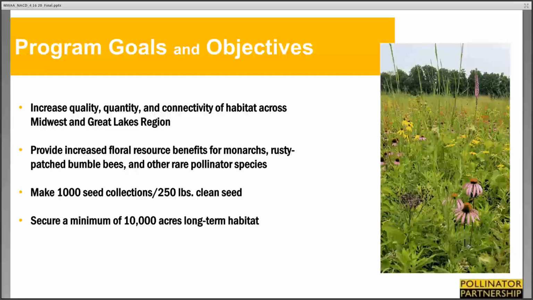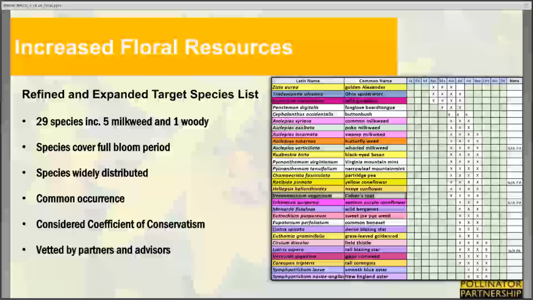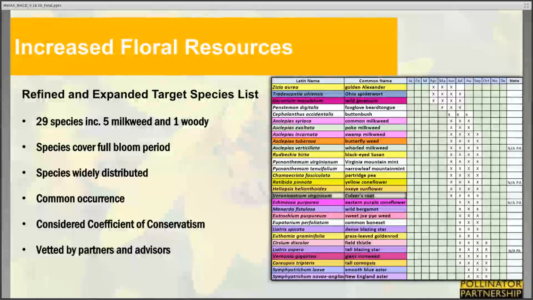So again, here are some of our wonderful partners. And here's our project region. So we moved away from the eco-regional focus to state-based. And so we're actually still working in Arkansas, Illinois, Indiana, Michigan, Minnesota, Missouri, Ohio, Pennsylvania, Wisconsin. So this is both critical habitat for the monarch's central migration, as well as historically at least the range for the rusty patch bumblebee, which is now protected under the Endangered Species Act.